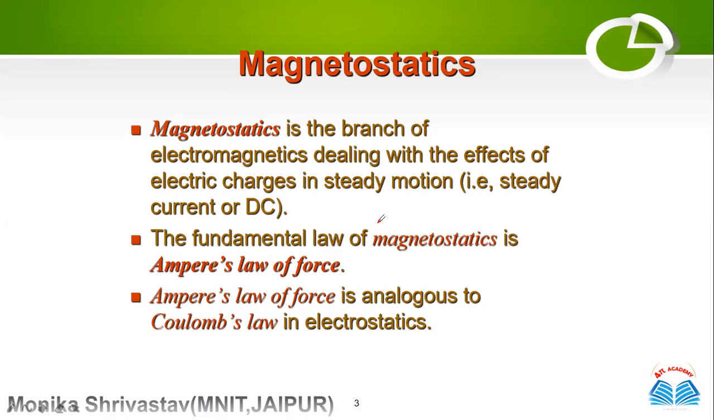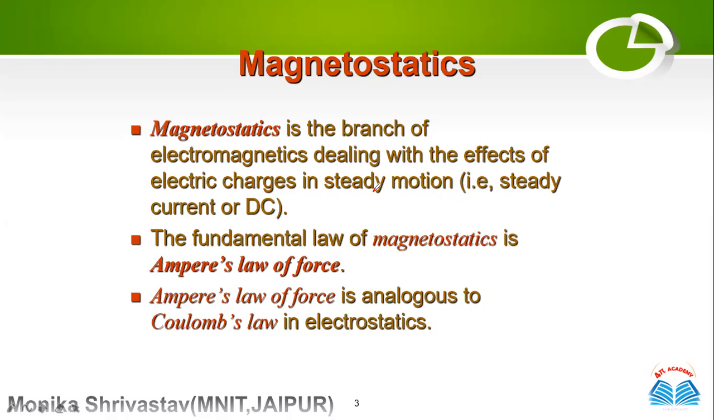So magnetostatics is the branch of electromagnetics dealing with the effects of electric charges in steady motion. What do you understand by steady motion? Steady motion means the charge is not in any motion. It is in its steady state. It is stopped somewhere. It is not moving.